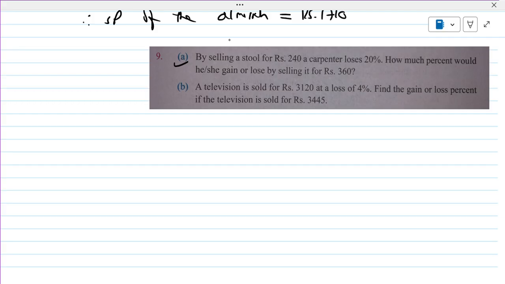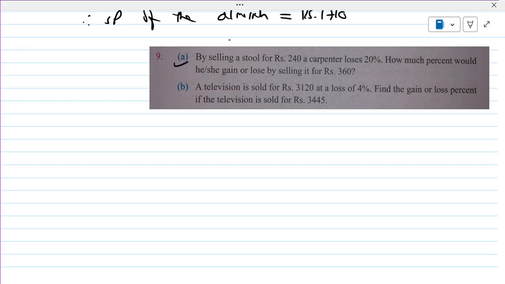And another scenario is created here. How much percent would he gain or lose by selling it for 360 rupees? If you would sell it for 360 rupees, how much would you gain or lose in that second transaction? For comparing that, you have to first find at what price he purchased it. Only after that will you be able to compare that cost price and the new selling price 360. Then you will decide whether there is loss or profit, and find out how much percent of loss or profit there is. So first you have to find the cost price of that stool.